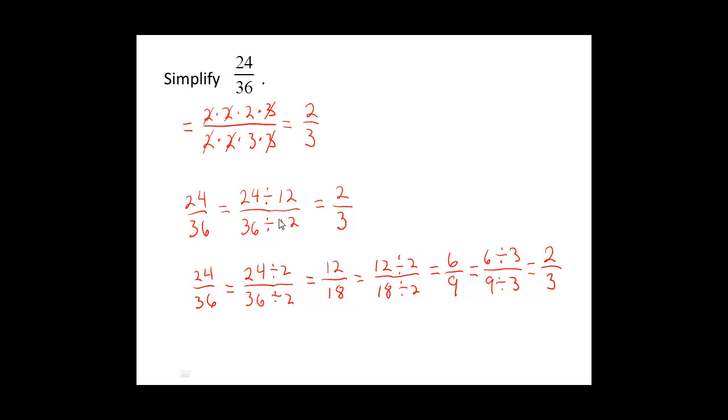In the first two methods, we needed to know the prime factorization or the greatest common factor. In our last method, we just took it step by step and continued to divide the numerator and denominator by the same number until we got to a fraction where the numerator and the denominator have no factor other than 1 that divides both of them.